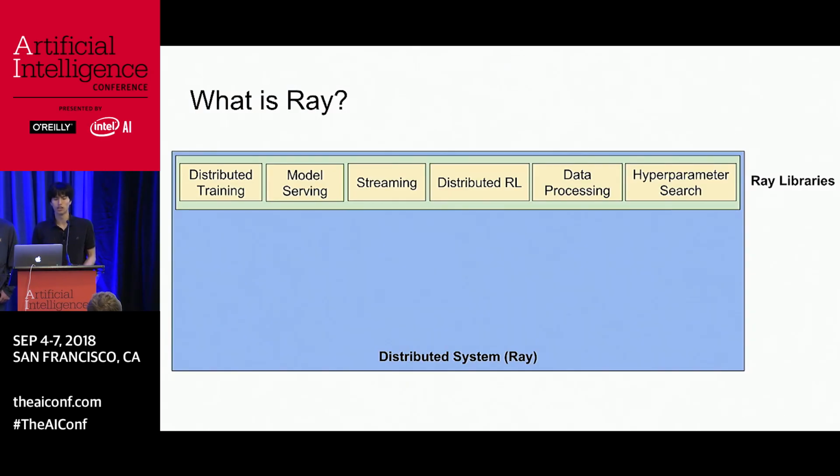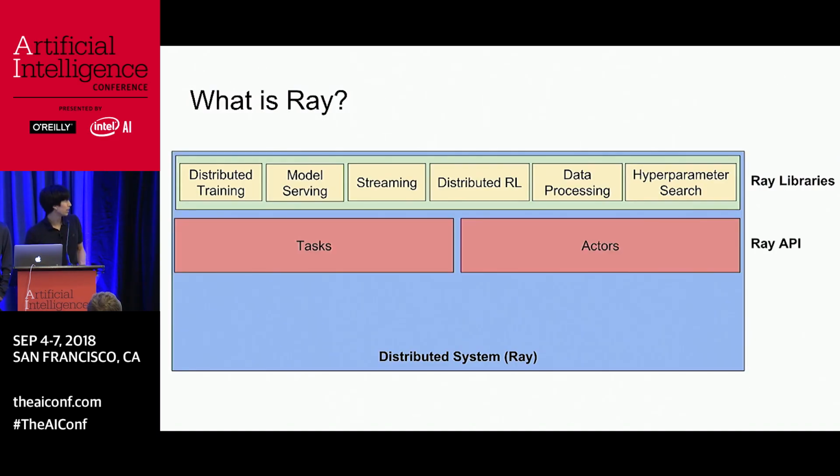So all of these things are going to be easy-to-use libraries on top of the higher level libraries that can be used out of the box. Underneath that, there's the core Ray API, which consists of two main concepts, tasks and actors.